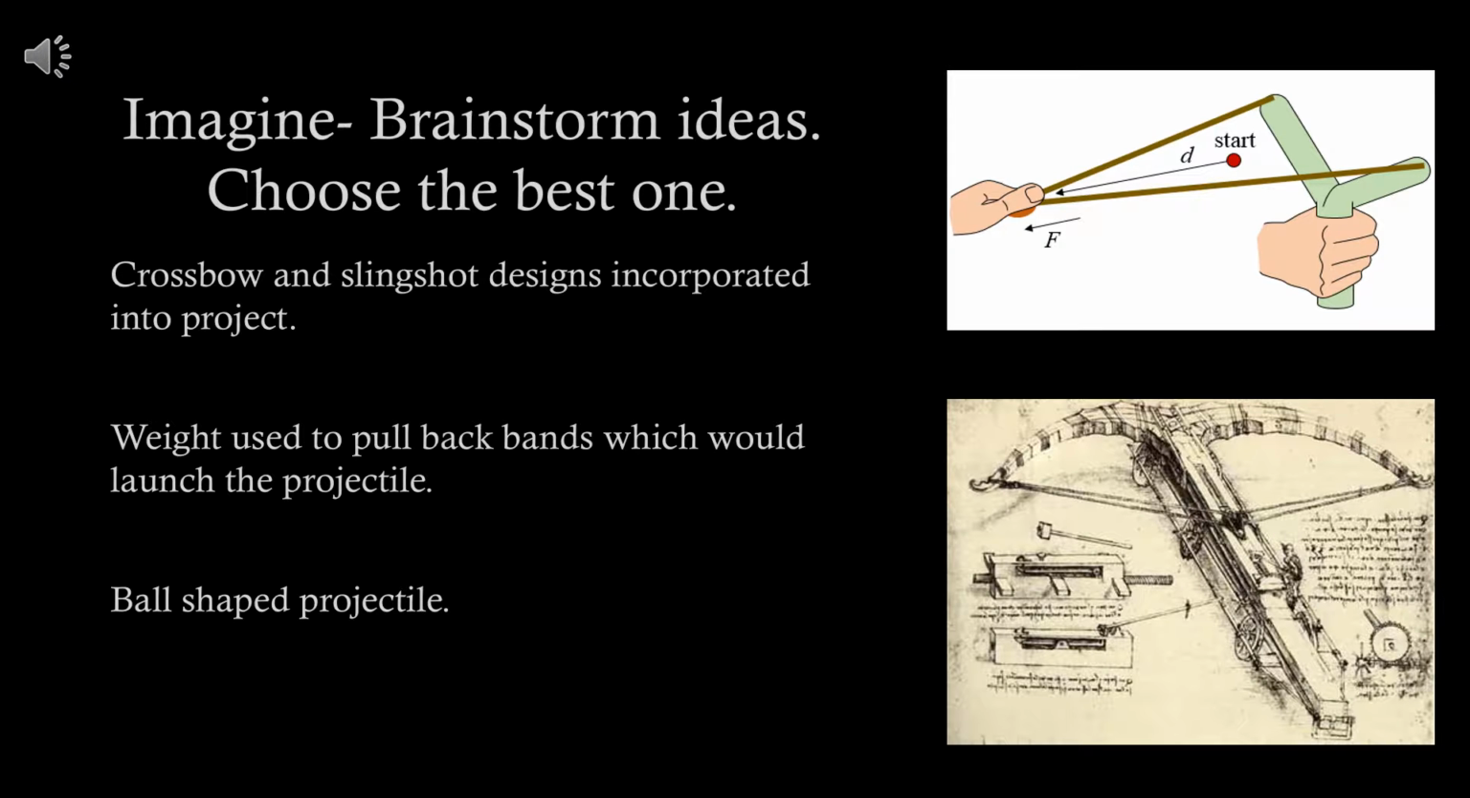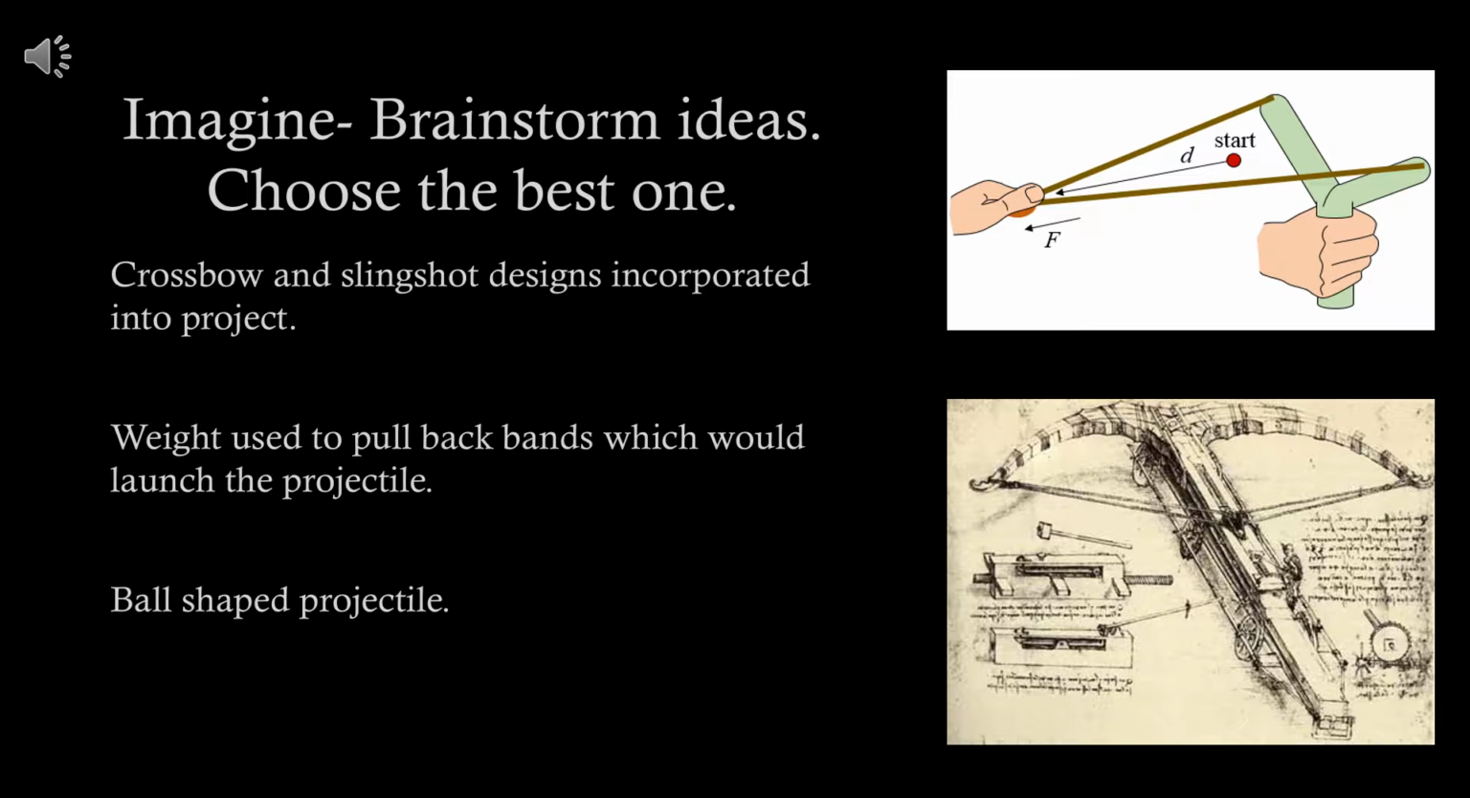The next step in the engineering design process is imagine. This is where you brainstorm ideas and choose the best one. In our brainstorming, we went through many different ideas for the launcher. In the end, based on our research, we thought in order to get the projectile 30 feet accurately, that a design similar to a crossbow or a slingshot would work the best. We incorporated both of these designs into our final project.